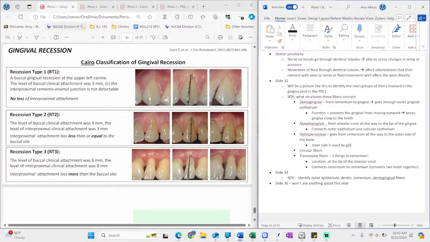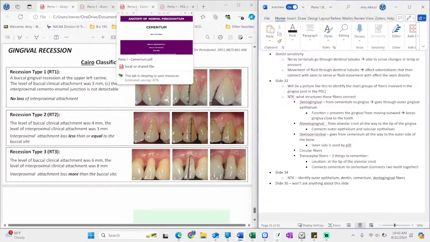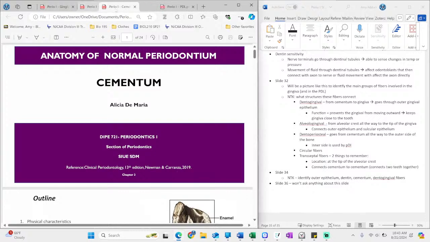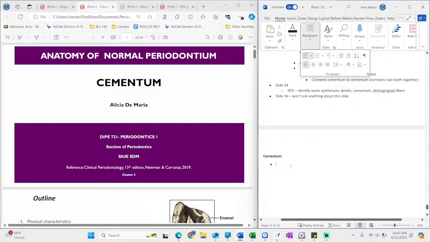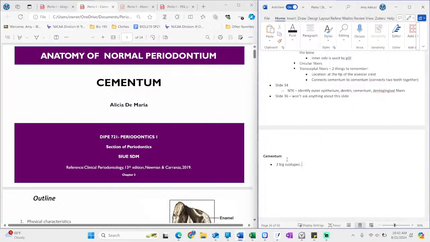So mostly that's it. Regarding cementum, remember the types of cementum. We have two big subtypes, acellular and cellular. Which one is the most involved in the attachment of the tooth to the bone? Cellular or acellular? Acellular. Okay, that's probably the most important thing for you to remember regarding cementum.